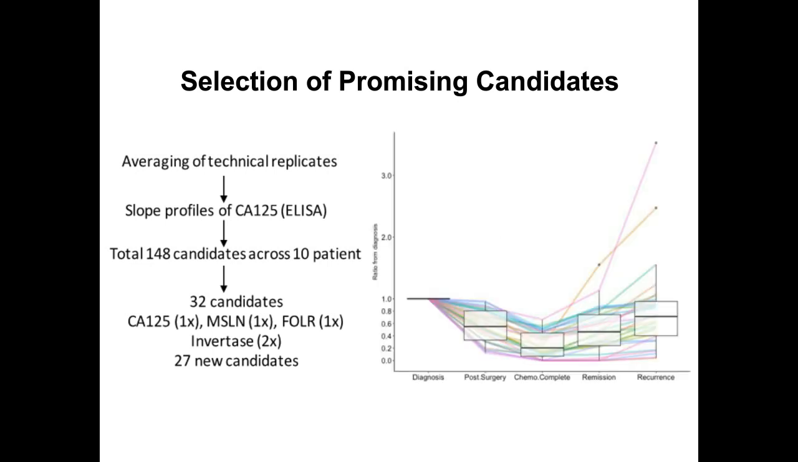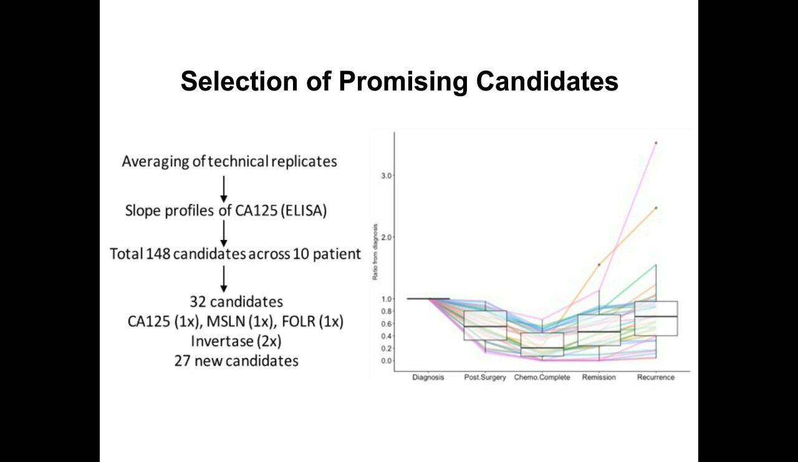So this is plotted as a ratio of the intensity at diagnosis. You can see highest at diagnosis, then goes down to chemo complete, and then rises again. And each individual peptide has a different color here. Okay, now let's look at some of the raw data.